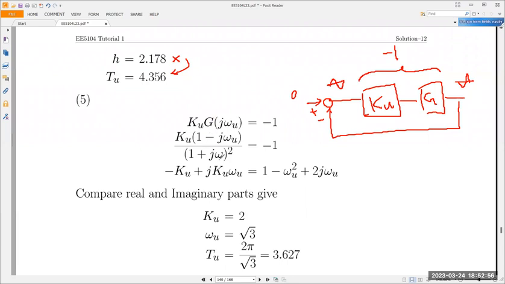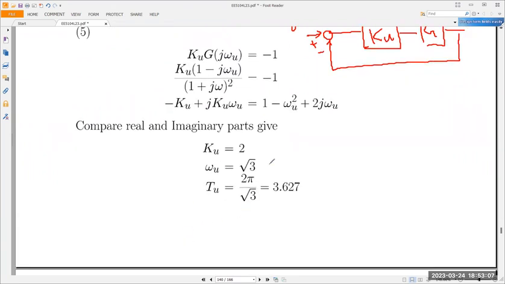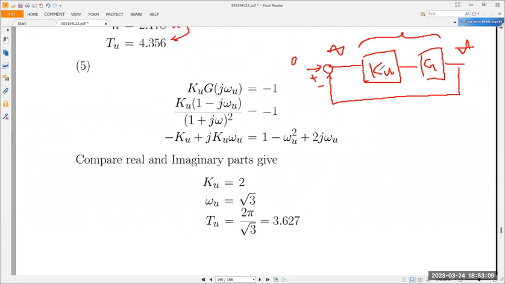Replace all the S inside G by j omega. You get this equation. You just solve for the real part and imaginary part, and you will get this. So if you put a gain here, your ultimate gain will be 2 and the period will be 3.6. The one produced by the relay is 4.3, but if you put in a gain, then it is 3.6.